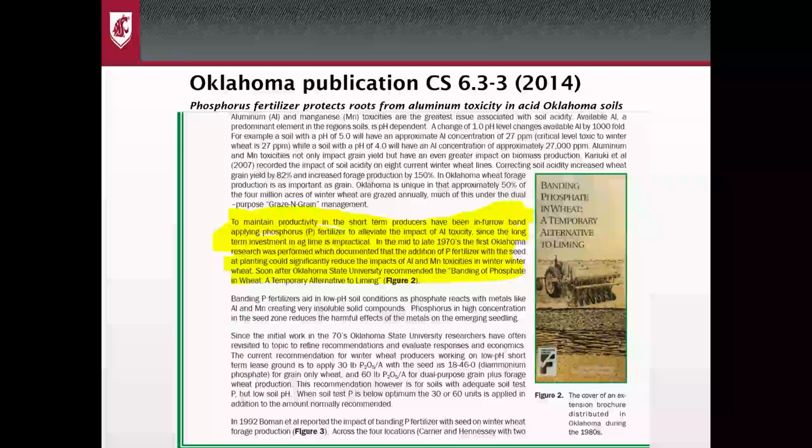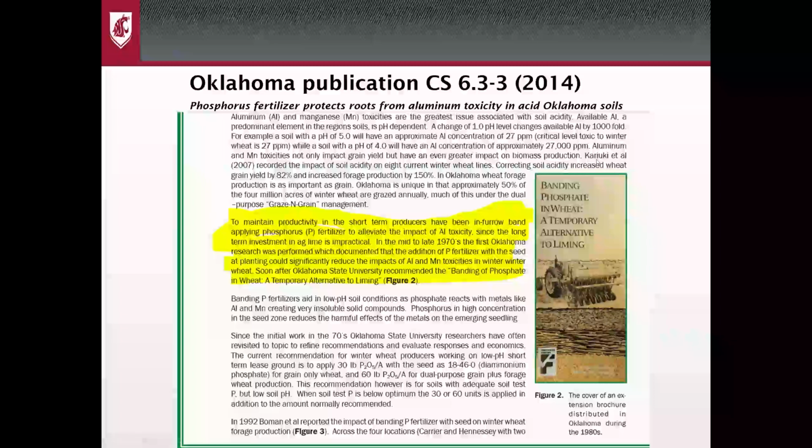It talks about soils in the state of Oklahoma becoming more acid, pH is declining, that it's been a challenge for cereal production. And it's also been a challenge for them to find economical sources of lime to treat low pH or acid soil. So in this yellow highlighted area, you see the statement, to maintain productivity in the short term, producers have been using in-furrow band applying phosphorus fertilizer to alleviate the impact of aluminum toxicity.